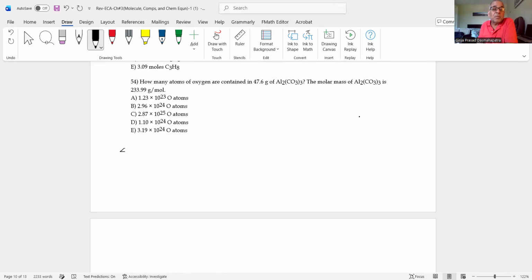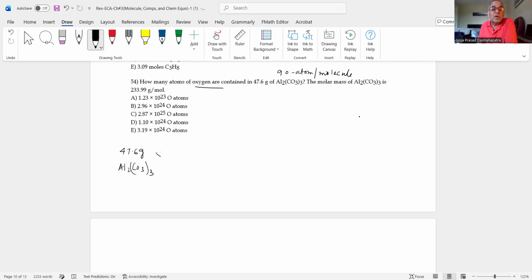Okay, so look at it. You start with 47.6 gram of aluminum carbonate. And where do you want to go? You want to go to the number of oxygen atoms. How many oxygen atoms are there? Look at it, 3 into 3, 9. So 9 oxygen atoms per molecule. Am I correct? In one molecule, you have 9.